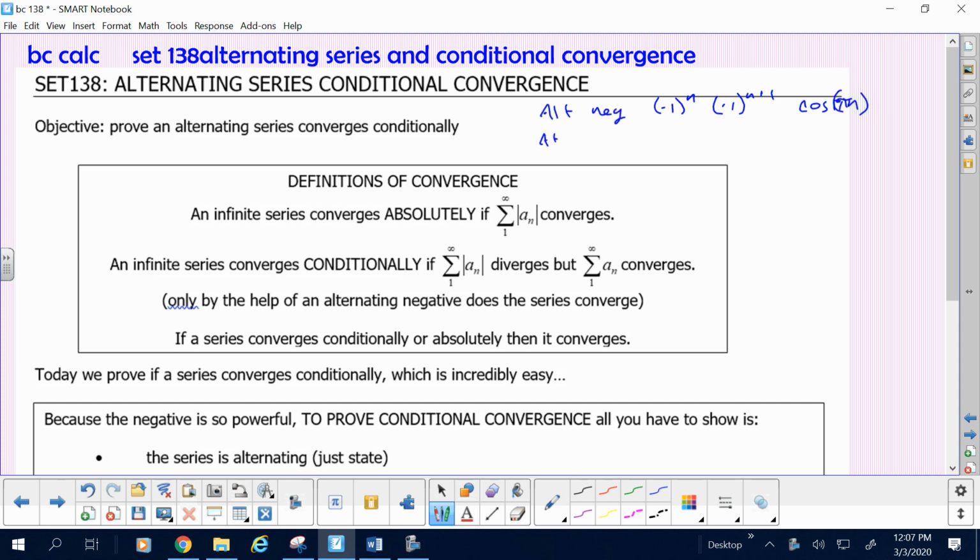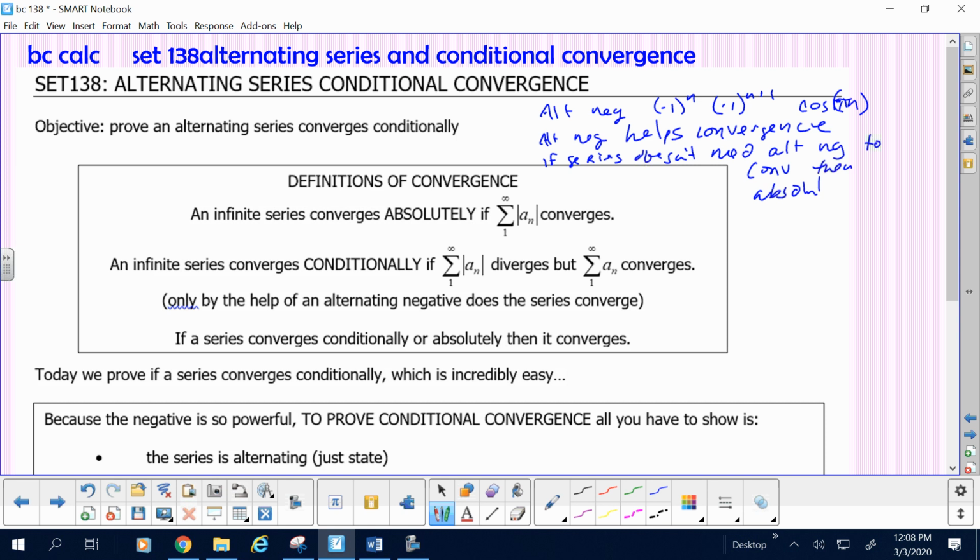Alternating negative helps convergence because it keeps it from going out of control positively or negatively. It's a back and forth kind of thing. And last but not least, if the series doesn't need the alternating negative to converge, then what do we call that? Absolute. It converges absolutely with absolute value, removing the sign.